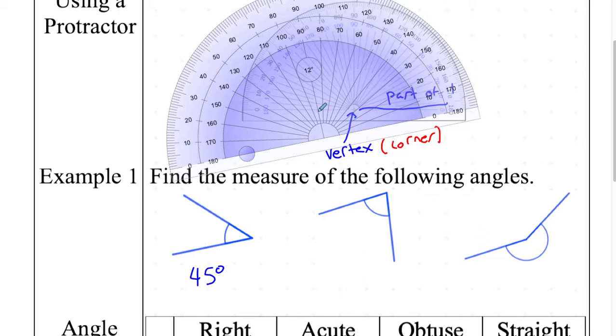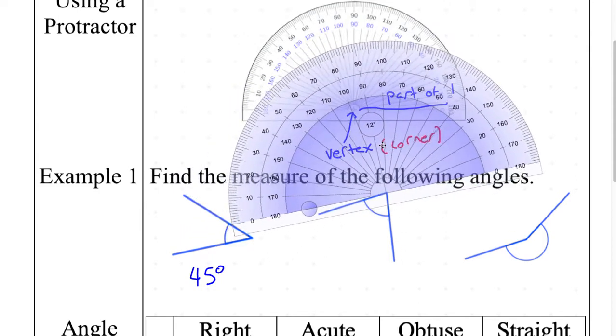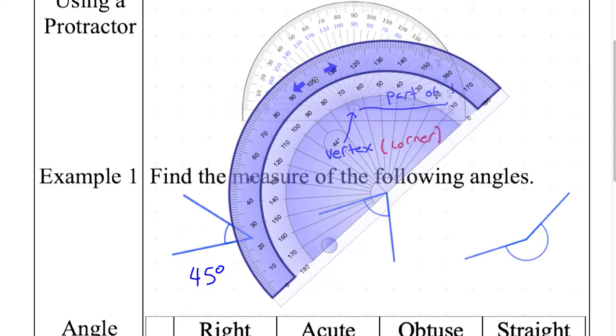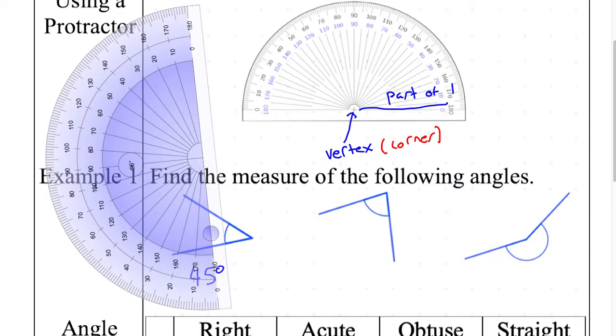Okay, you've unpaused the video. Let me show you what's going on here. So I'm going to put the vertex right there, rotate this bad boy around to one of these, and it looks like I'm counting on the outside here. Looks like I have about 78. That would be my professional opinion. This is going to be 78 degrees.